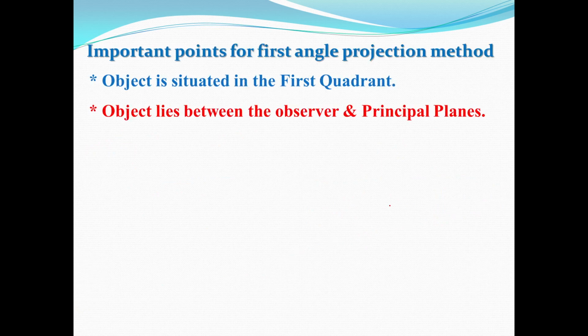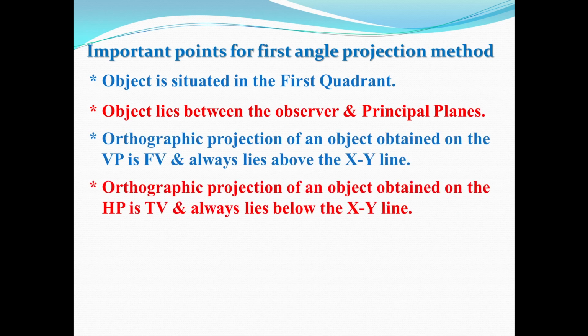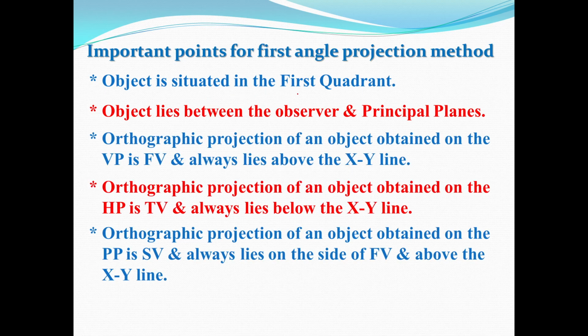So these are the important points in the first angle projection method. You can read here. The object is situated in the first quadrant, which means the object is above the HP and in front of the VP. The object lies between the observer and the principal plane: observer, object and plane.